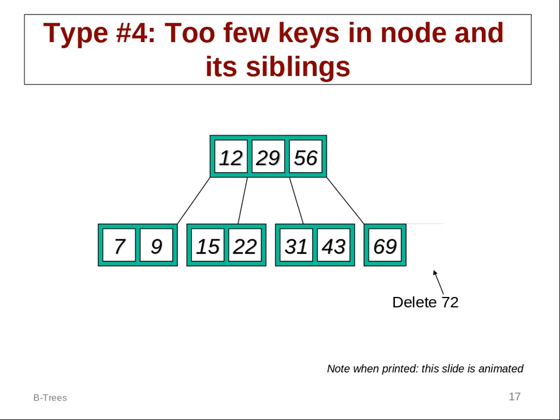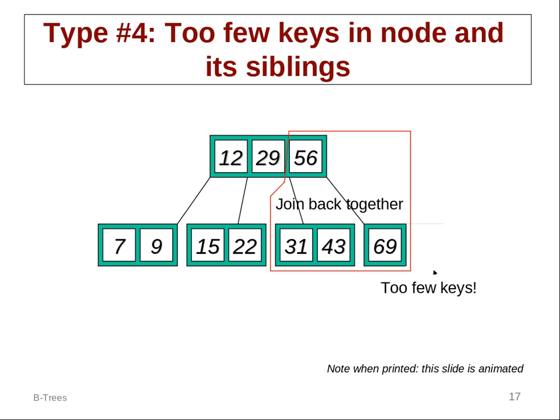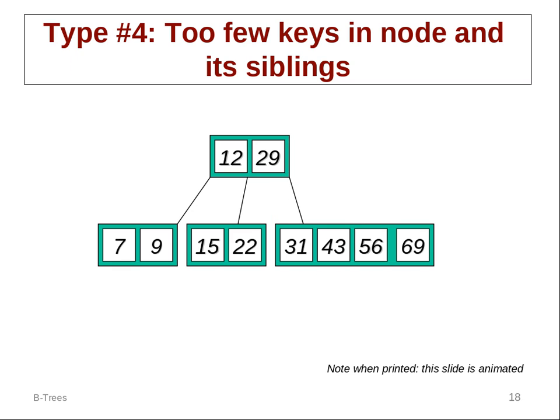We delete the 72. Oh wait, do we have a problem now? Yes. Because the leaves can only have the floor of m divided by 2, which is 2, and now a leaf only has 1 key, so it violates the condition. So you bring 56 down, put 69 up? You can, but what you actually do is you bring the leaf with too few keys, we join that together, and then we create that. Yeah, that makes sense.